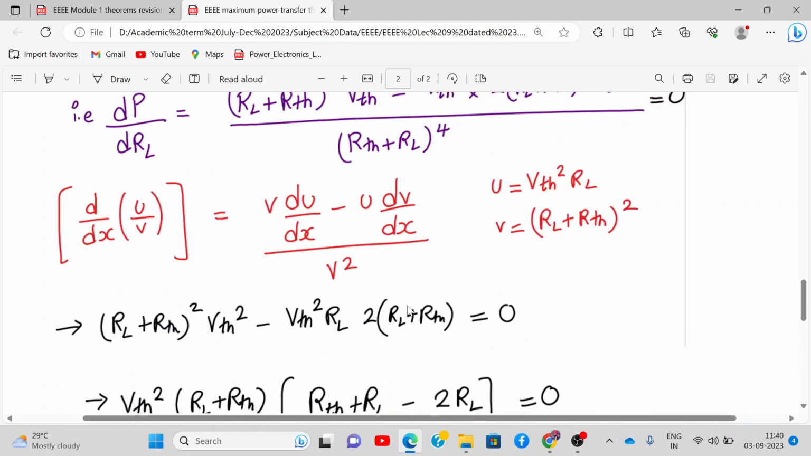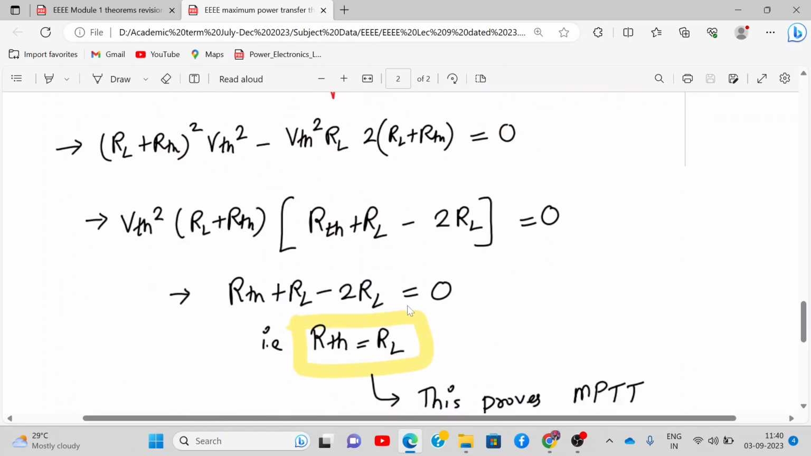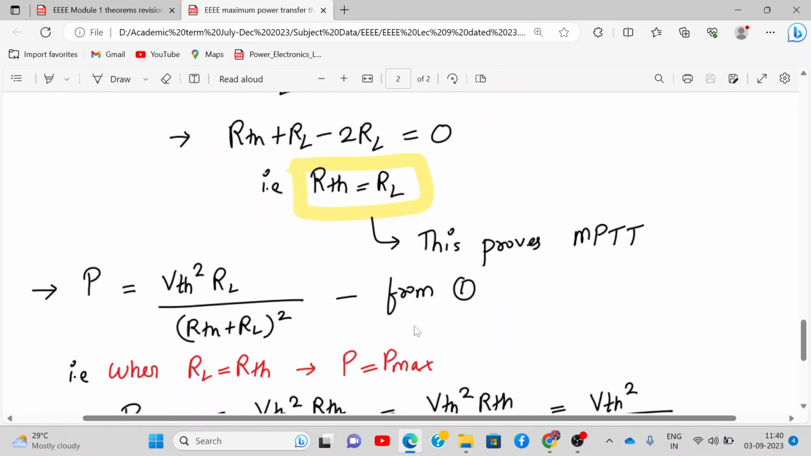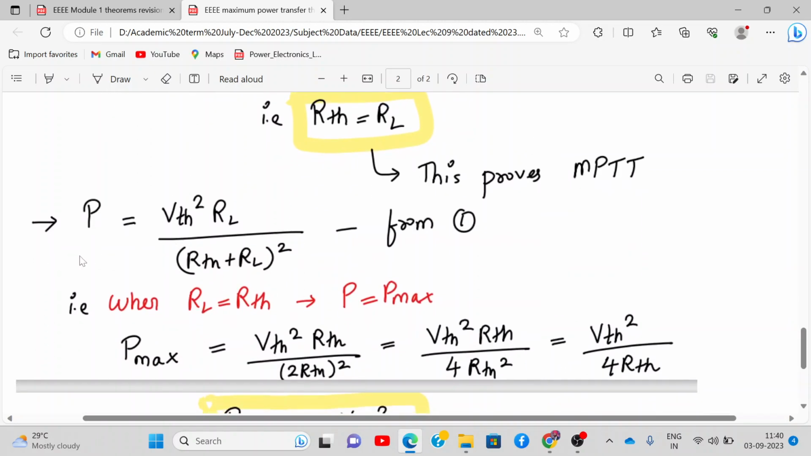You need to work it out on your own. You need to solve this on your own and get this result. Any doubts up till now? No, sir. All right. Now, from 1, this is the power expression: Vth square RL upon Rth plus RL, the whole square.